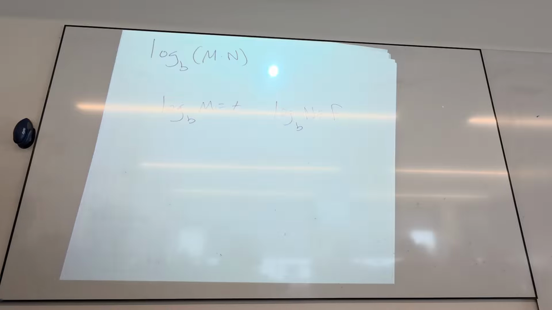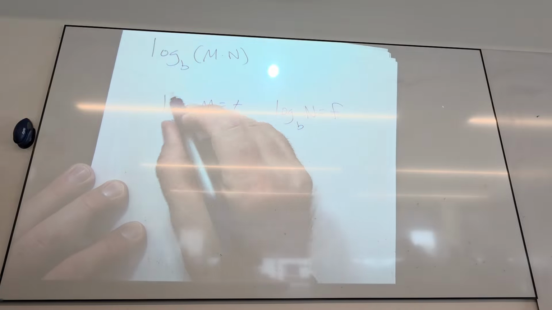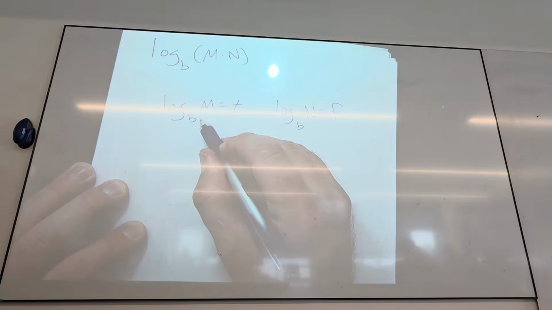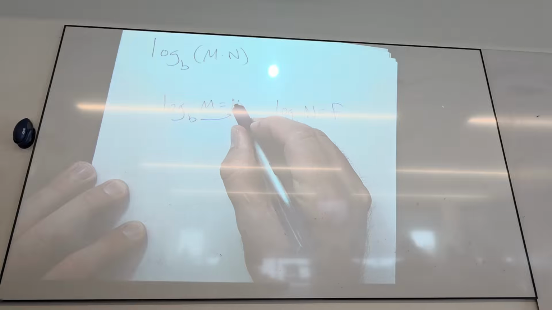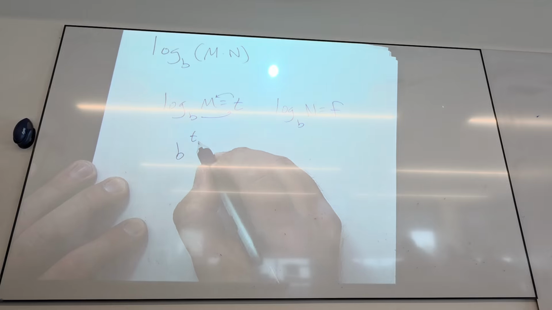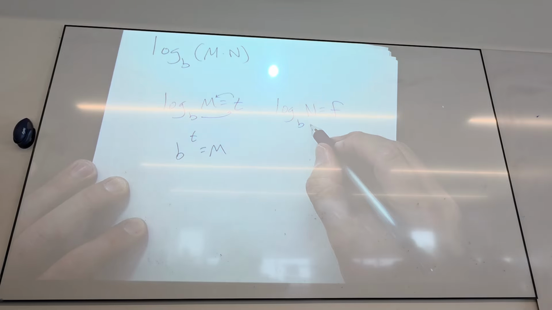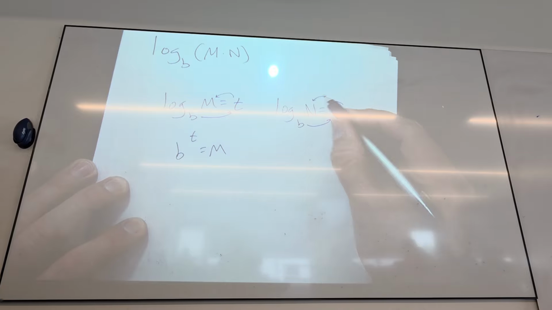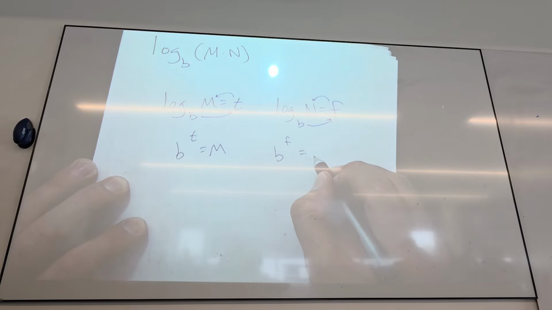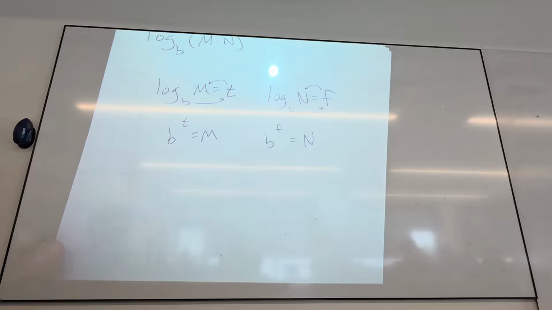Can you guys rewrite this in exponential form? How do I do that? B to the power of T equals m. B to the power of F equals n. Amazing.